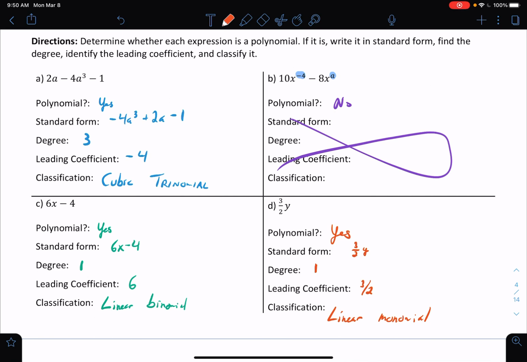All right, so that's an introduction to polynomials and everything that is involved with them. All right, make sure you pay attention to the next video where we're talking about how to add and subtract these polynomials together.